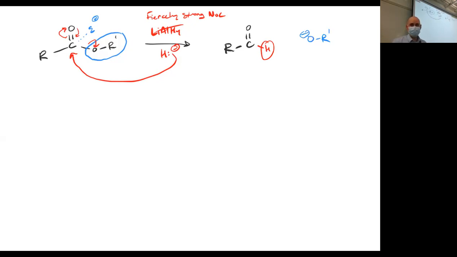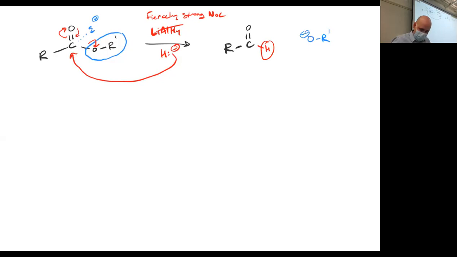All right, and let's glance at what we've got here. We've got an aldehyde, and we have a fiercely strong nucleophile. Do fiercely strong nucleophiles attack aldehydes and ketones? Yes, they do. Aldehydes and ketones get attacked by fiercely strong nucleophiles. Therefore, you're gonna get this second reaction. You're gonna have it attack again.